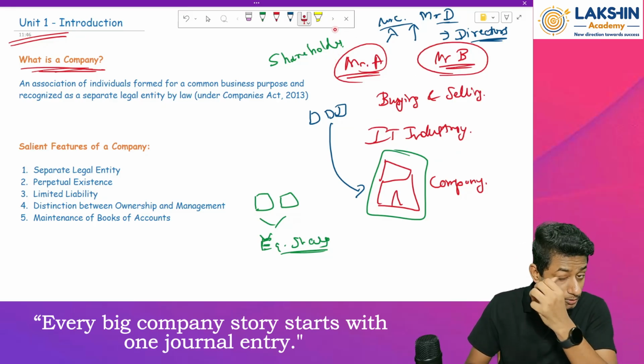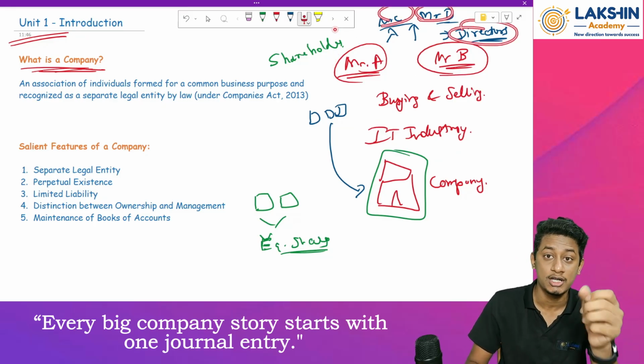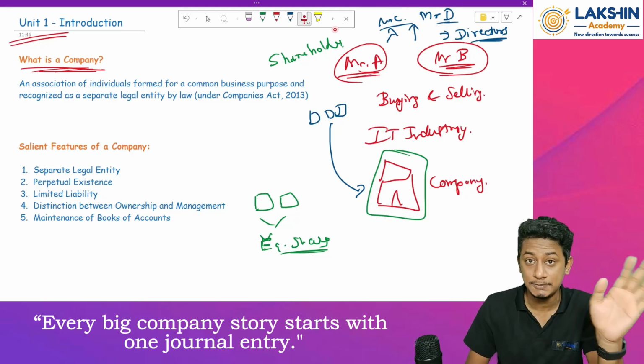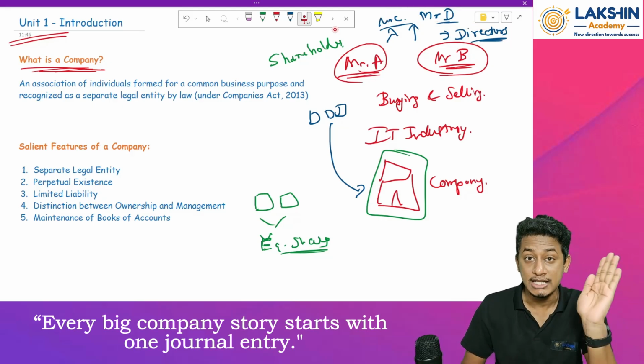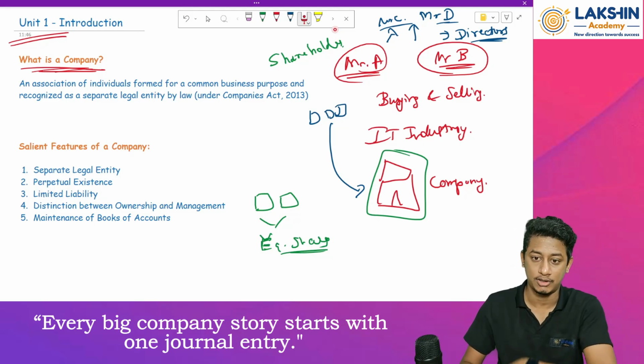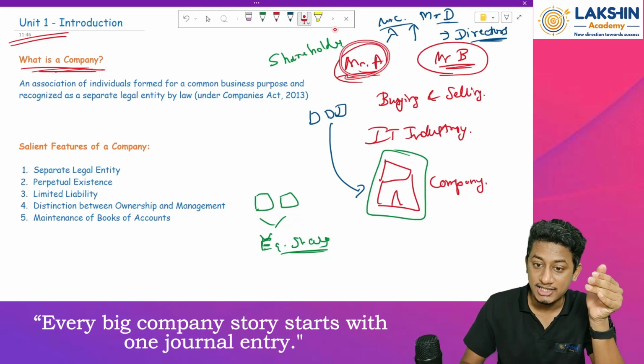Okay, so both Mr. C and Mr. D will be called what? Directors of the company. These people won't be called the owners of the company. They will be called the management or the board of directors. Clear?